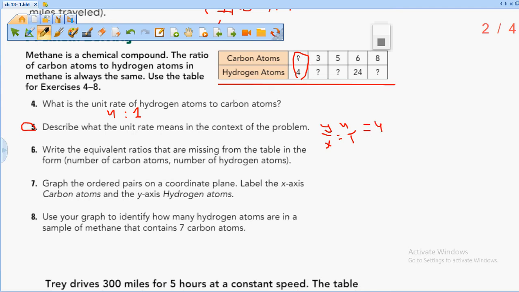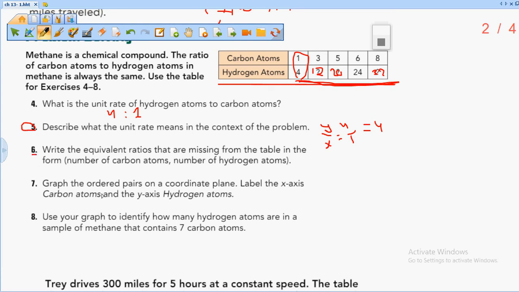So here, 1 multiplied by 4 makes 4. 3 multiplied by 4 becomes 12. And 5 by 4 becomes 20. 8 by 4 becomes 32. So here, when I want to find y over x, 4 divided by 1 is 4. 12 by 3 is 4. 20 by 5, 24 by 6. 32 by 8 is always 4. So these numbers are the answers for question number 6.